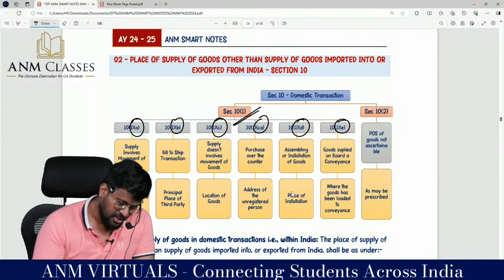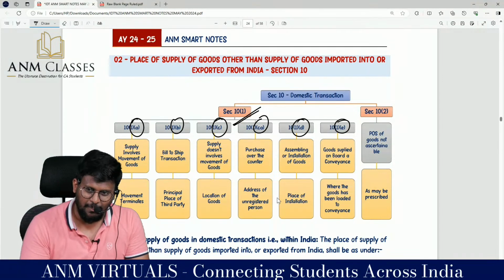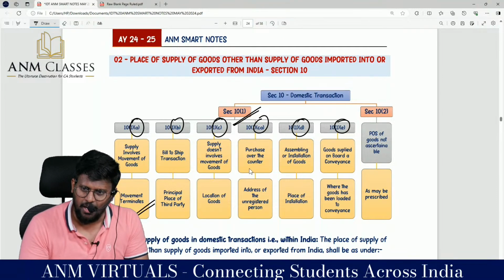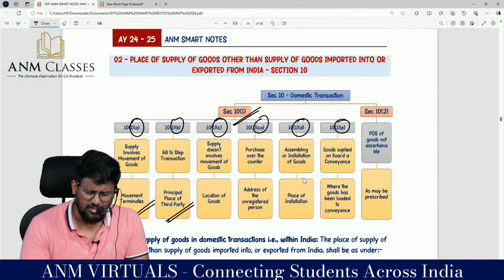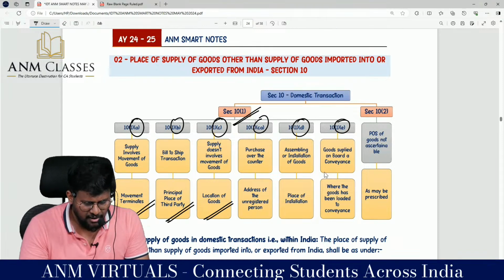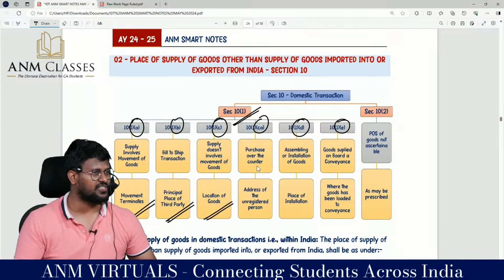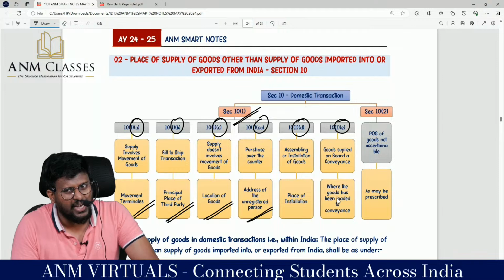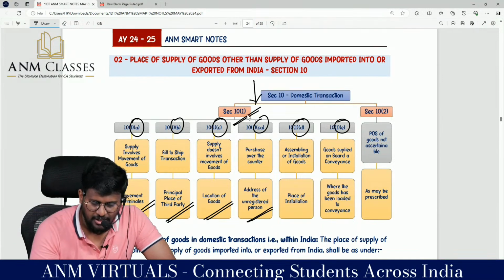Hello sir. Yes sir. 10 subsection 1 class A: supply involves movement of goods. The place of supply is the place where the movement terminates. 10 subsection 1 class B: bill to ship transaction, principal place of business. 10 subsection 1 class C: supply does not involve movement of goods, location of goods is the place of supply. 10 subsection 1 class CA: purchase over the counter, the address of the recipient person. This is an amendment. From here you will be getting questions.